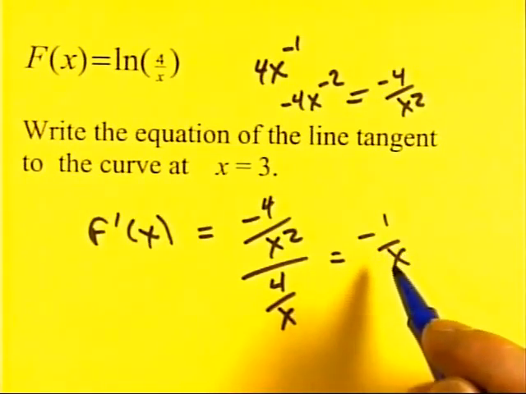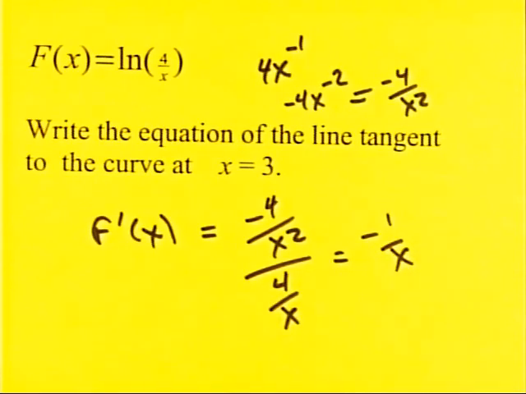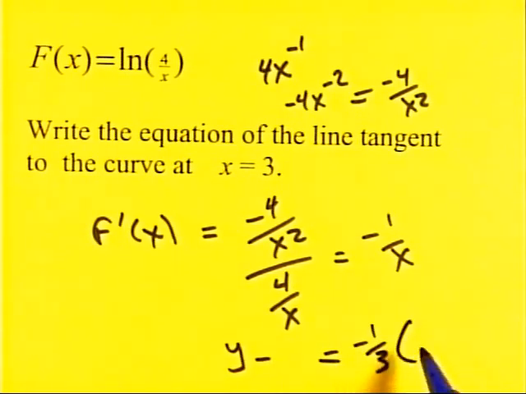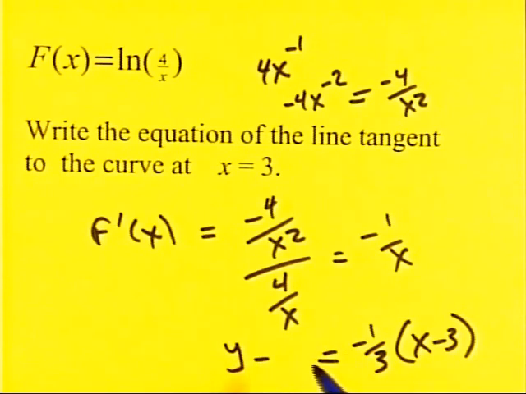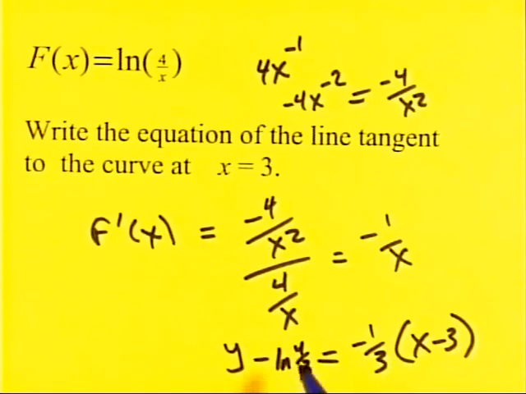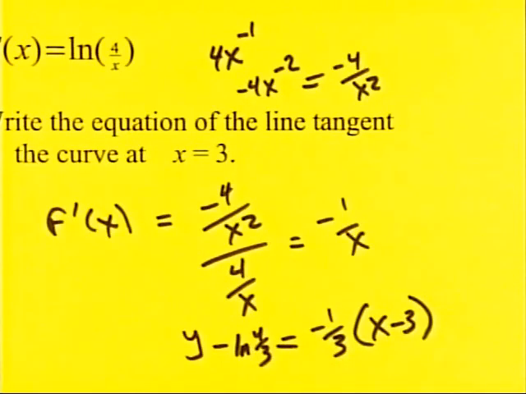So that's the derivative, so bring us home. Tell us how to do the problem. Plug in 3 for x in the derivative, negative 1 over x. You get negative 1/3, which is the slope. And then you plug 3 in for x in f of x, you get natural log of 4/3. So it's y minus natural log of 4/3 is equal to negative 1/3 times x minus 3, right?